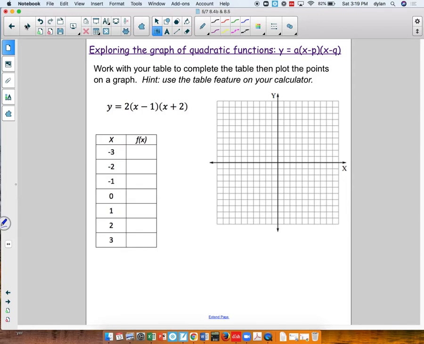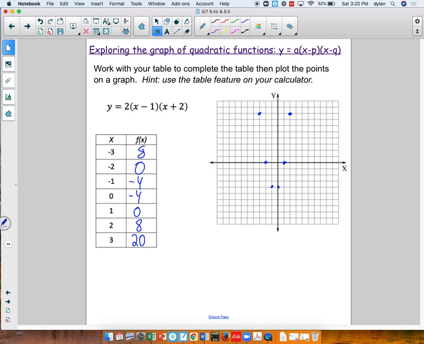All right, so I'm assuming at this point that you've already completed this, so I'm going to put this up here as well. So I have -3, 8, -2 and 0, -1 and -4, 0 and -4, 1 and 0, 2 and 8, and 3 and 20. So if I go to plot these points, so -3, 8, -2, 0, -1, -4, 0, -4, 1, 0, 2, 8.